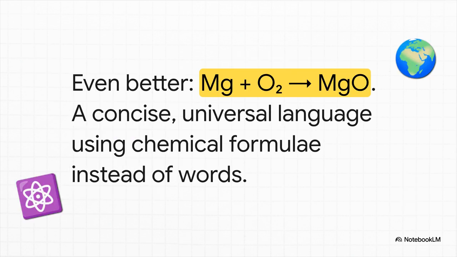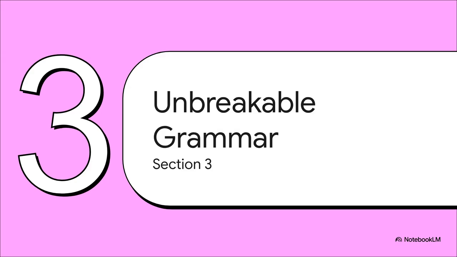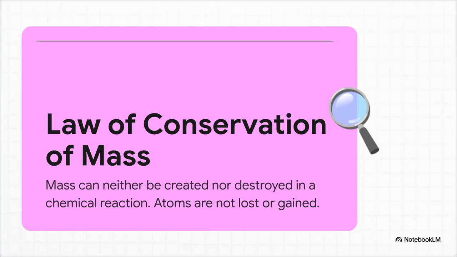But we can take it one giant step further to get a truly concise and universal language. By using chemical formulas, Mg for magnesium, O2 for oxygen, and MgO for magnesium oxide, we get this incredible shorthand that any chemist anywhere in the world can understand in an instant. This right here is the true language of chemistry. But just like any language, this one has grammar. And in Section 3, we're going to explore its single most important rule, the one that can never, ever be broken. This is it, the law of conservation of mass.